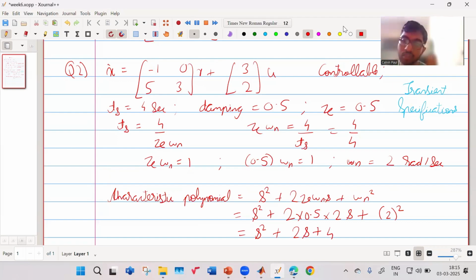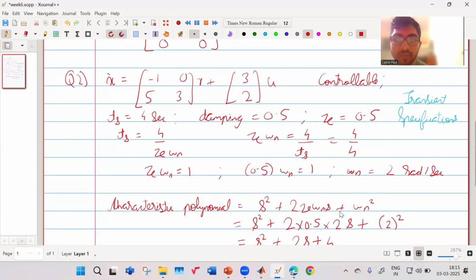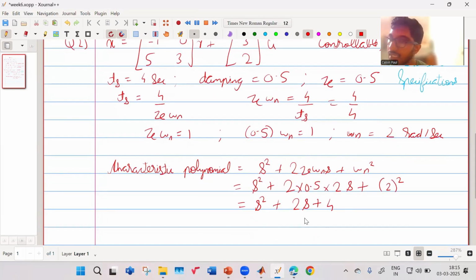Okay, so what will be the roots of this? Like where are the poles of this system? Okay, the poles actually are not required, because we just want a characteristic polynomial. Okay, so now this is our desired characteristic polynomial, right?